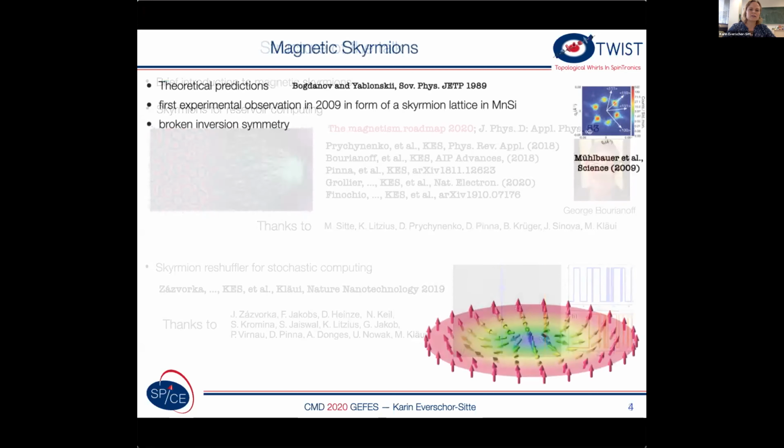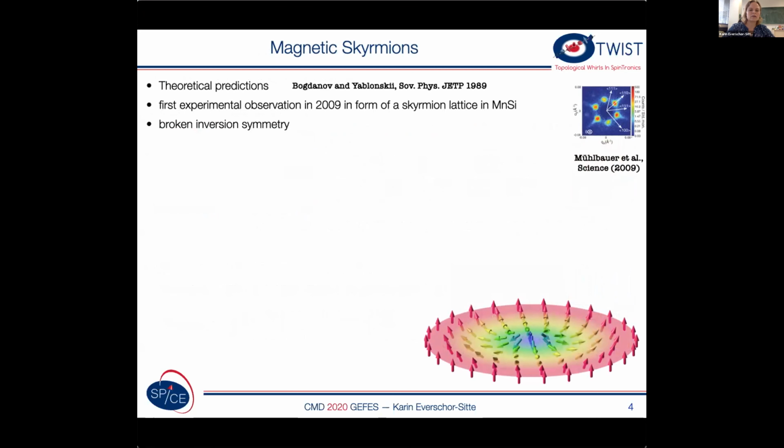So let's start. Magnetic skyrmions, we have already heard a lot, just a bit of history. There were very early theoretical predictions by Bogdanov and Jablonski. And the first experimental observation was in 2009, in the form of a skyrmion lattice in manganese silicide. And they occur in systems with broken inversion symmetry.